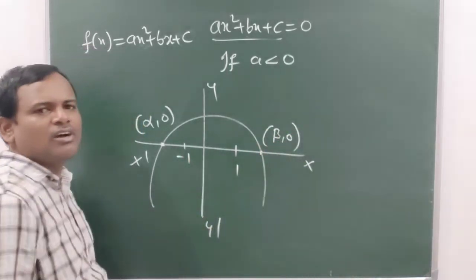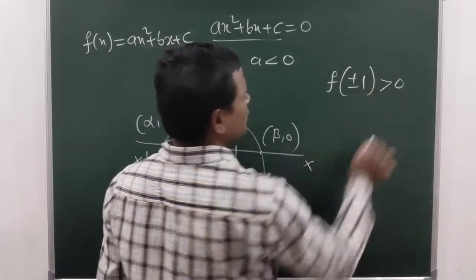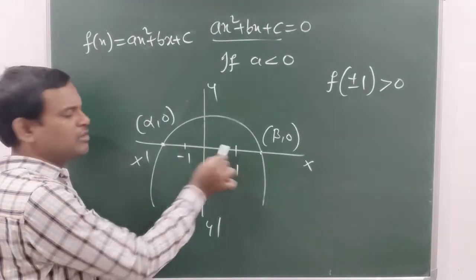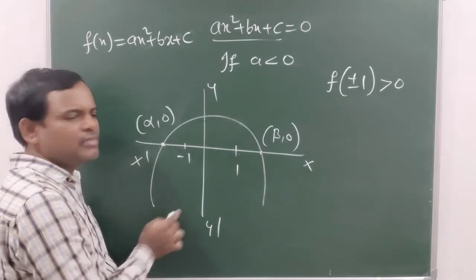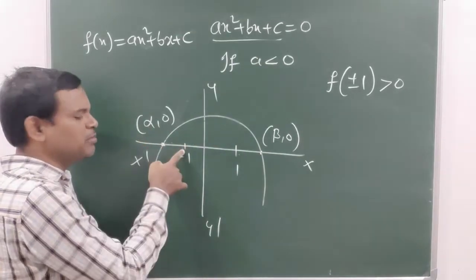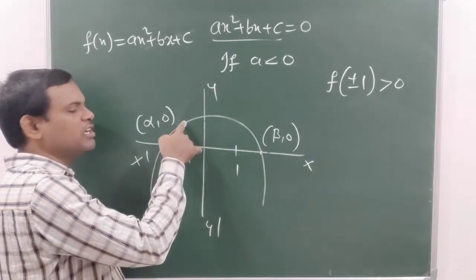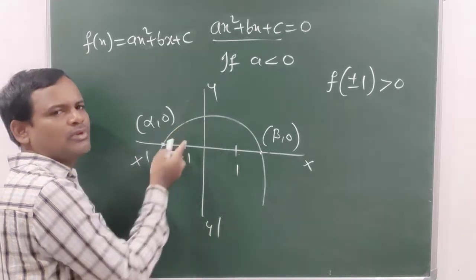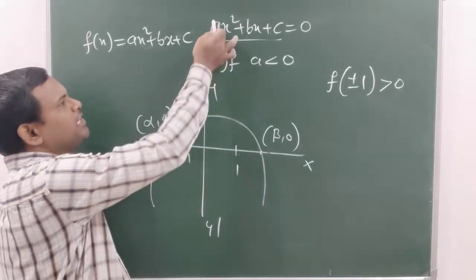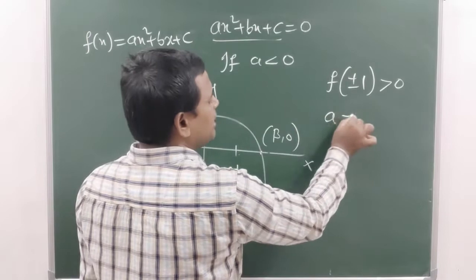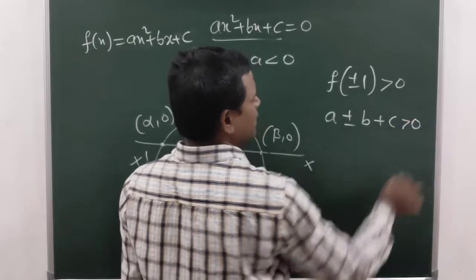Now in this case, how do we get f of plus or minus 1? Positive you will get, because at minus 1 and plus 1, where are these minus 1 and 1? Lying between alpha and beta. Because they mentioned in the problem that alpha is smaller than minus 1 and beta is more than 1. So when we take x equal to minus 1, your corresponding range is positive. Here f of 1 is also positive. So when we write here, what do we get again? a plus or minus b plus c greater than 0 we will get.